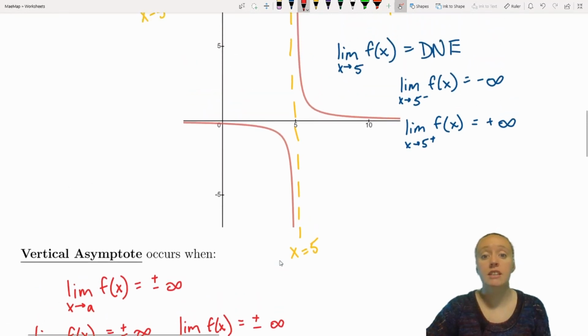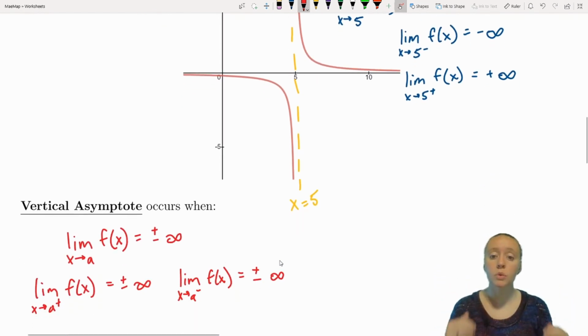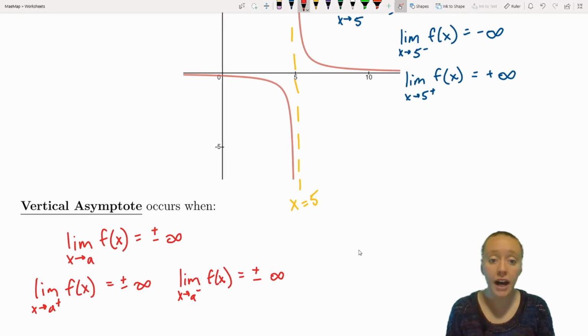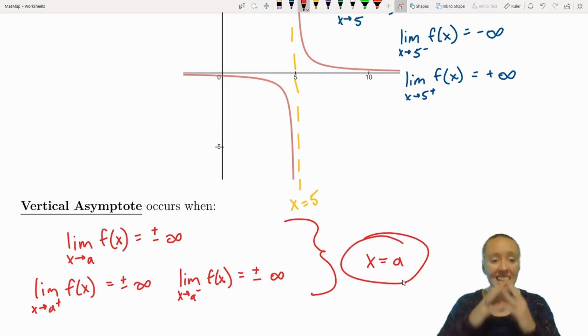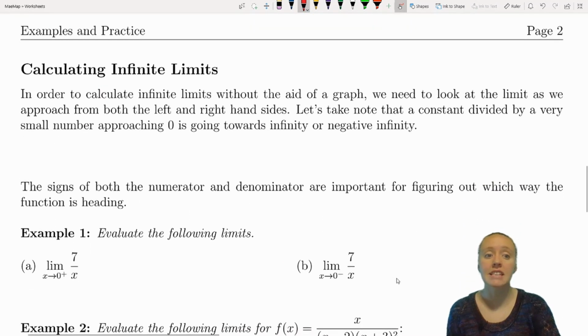As we saw in the case of that last graph, the limit from the right and the left do not have to head towards that same infinity. They just have to head towards some arbitrarily large number. And if that's the case, then our vertical asymptote is the line x equals a. If either of these is true, then we have a vertical asymptote, and that vertical asymptote is the line x equals a. Now let's go over actually calculating these infinite limits.